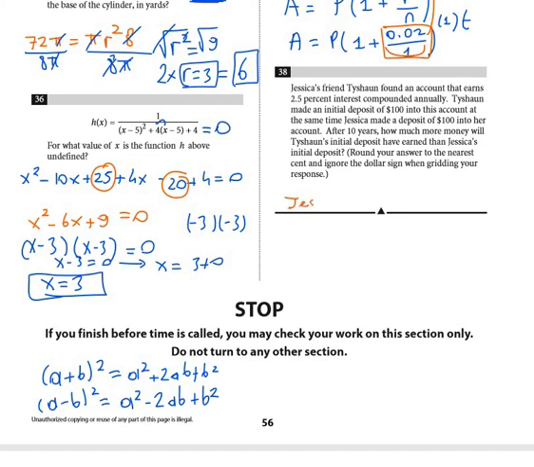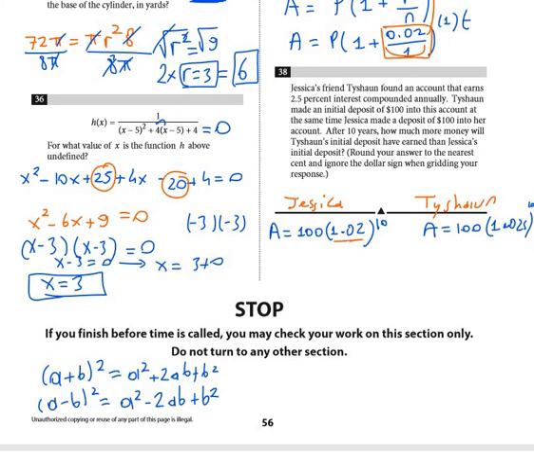So here we're going to make two functions, one for Jessica, one for Taishun, and then compare their income. They both deposited $100. Taishun's bank is giving 2.5%, which means 1 plus 2.5%, which means 1.025. Her function will be 100 times 1.025, because this is 2.5%. And Jessica's is giving 2%, which is 1.02. After 10 years. So this is how you're going to set up the equation.